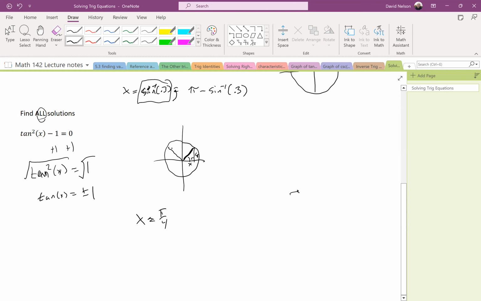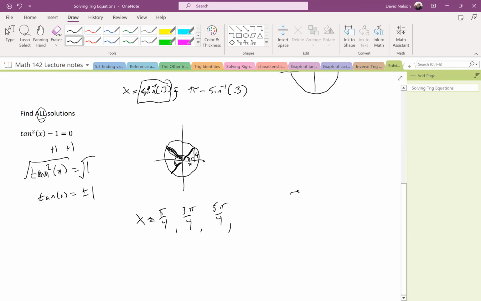For negative 1, I want that same value, but with a negative slope. So I'm going to end up in this quadrant when I've got a negative slope. That's going to be 3 pi over 4. I can also go all the way around to the third quadrant here, which is still a 45-degree reference angle, to keep that slope of 1. And that would be 5 pi over 4.